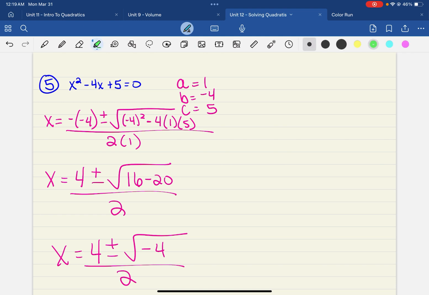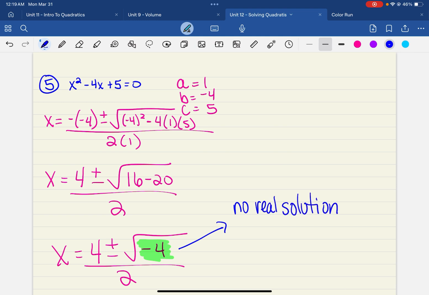Now, I hope you recognize and say to yourself, wait a minute, we've never done a square root of a -4. When you see a negative number underneath the radical, that means there are no real solutions. Your solution becomes what we call an imaginary number, but that's not something you'll learn about until Algebra 2. All that we know about this that we're going to worry with is that there is no real solutions, meaning that the parabola will not cross the x-axis.